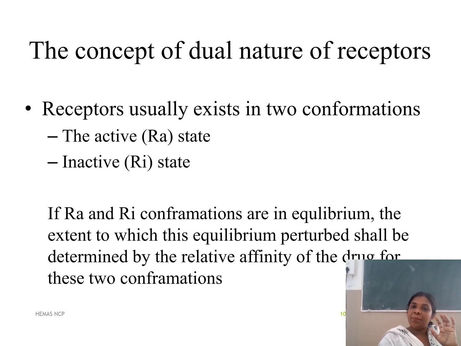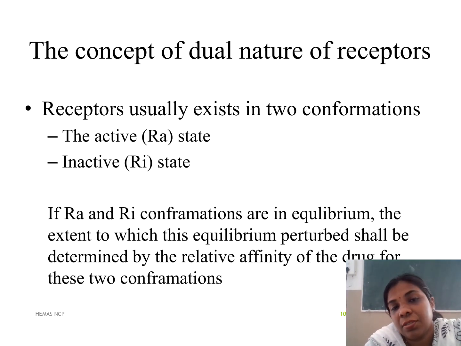Dynamic equilibrium: the receptor continuously moves between RA and RI, the active state and inactive state. This means even without any drugs, the receptor naturally fluctuates between the active and the inactive state. So some receptors may show basal activity due to a small number being in an active state.